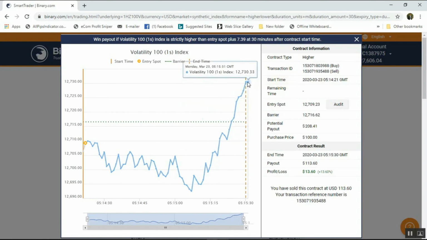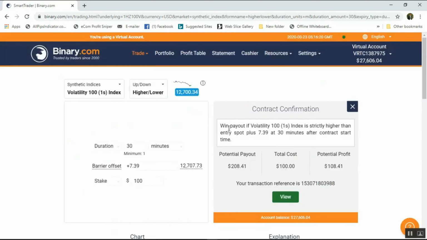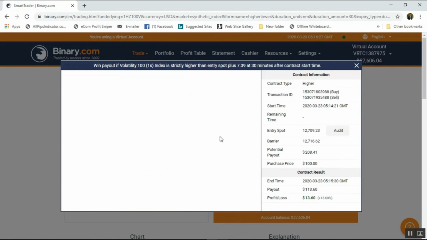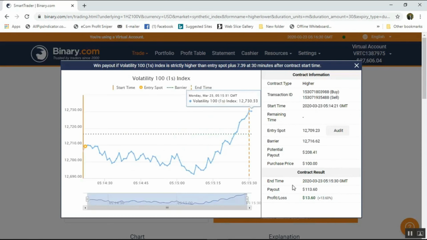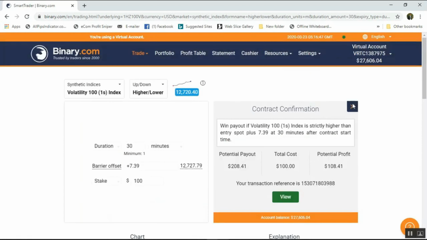So if I allow this to close above, I will make what? I did a higher option that is going to go higher with this barrier offset. Now I closed it within this small area here, which is $13. So if I allowed it to go higher, and the 30 minutes elapses above this area, I'll make my 208. I'll make a profit of $108, because I stayed with $100. That is exactly how it is.